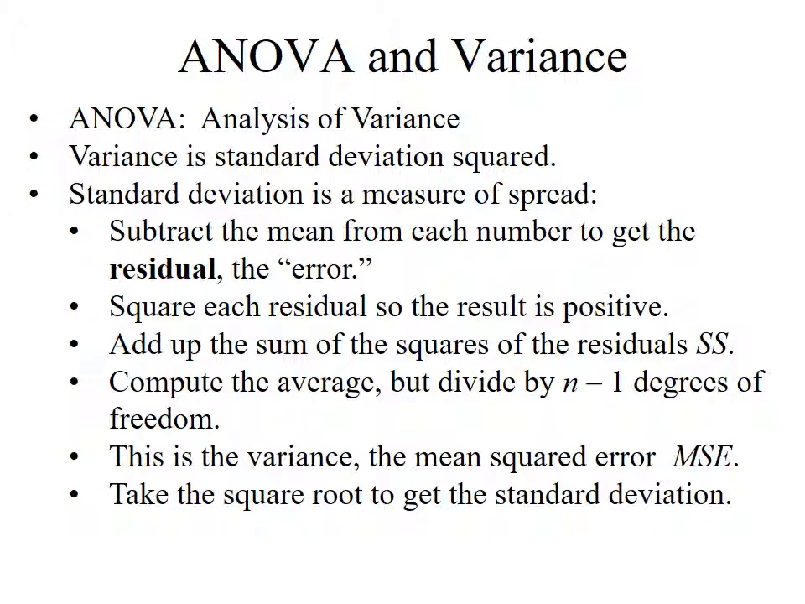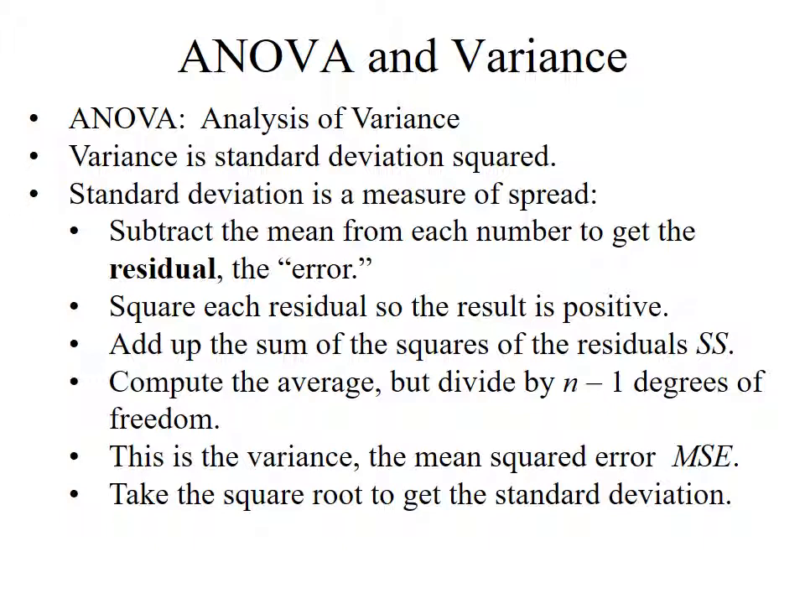This would give me the residual, also sometimes called the error. So if my number was above average, the residual will be positive. If my number was below average, then I'll get a negative residual. Now, in this case, I want to measure the spread, how spread out, how scattered these numbers are. So I don't care whether they're above or below average. I just want to see how far they are from average. So we square each residual. That makes the negatives become positive. Then we add up the sum of the squares of the residuals, sum of the squares of the errors. That gives us a value we're going to call SS, the sum of squares.